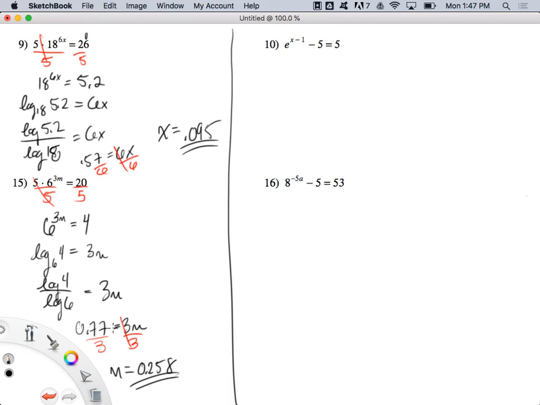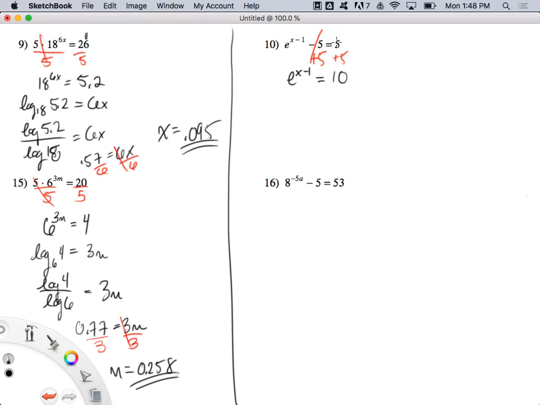Let's take a look at number 10. What's the first step for number 10? Who could tell me? Add 5. Good. Add 5. I've got to get that exponential by itself. This becomes e to the x minus 1 equals 10.